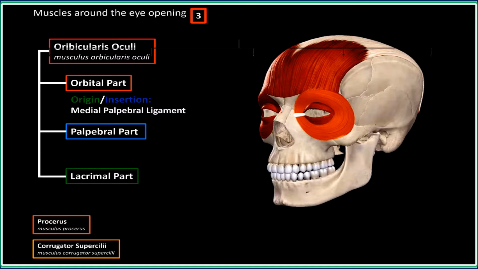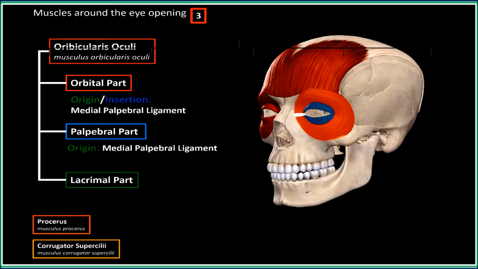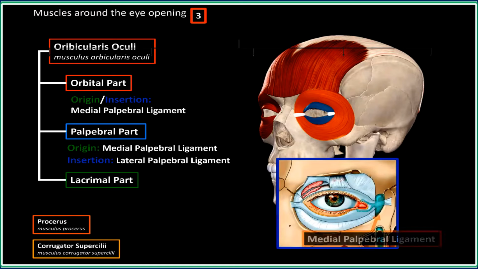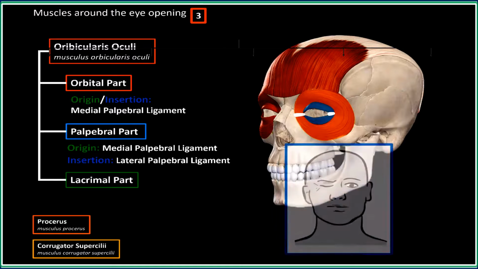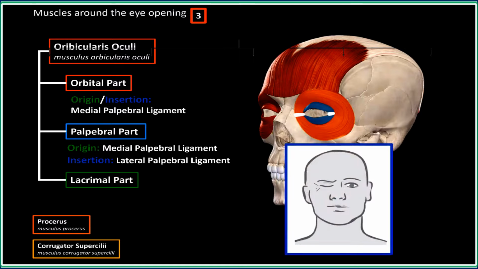The palpebral part, again, is the part that covers the eyelids. They originate from the medial palpebral ligament and insert at the lateral palpebral ligament. And here, just to visualize it, here is the medial palpebral ligament, and here's the lateral palpebral ligament. So the palpebral part of the muscle goes like this. The function of these 2 parts is to firmly close the eyelids and create wrinkles extending outwards from the lateral angle of the eye, as you see here.